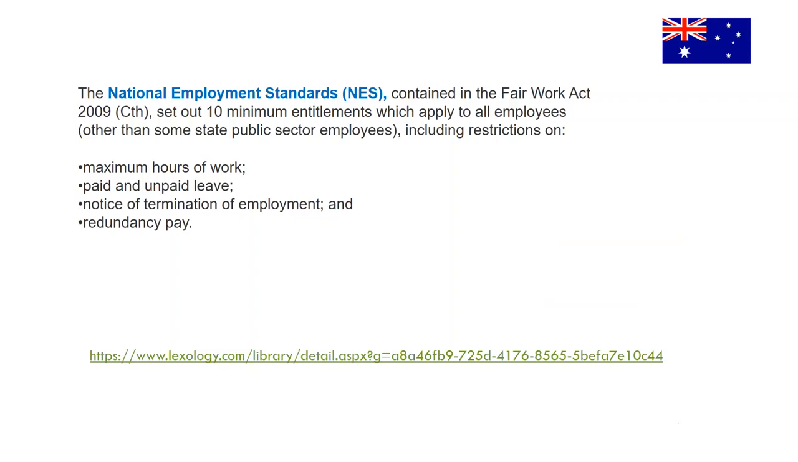The National Employment Standards are policies by the Australian government which regulate your maximum hours of work and your paid and unpaid leave. Also, whenever you are terminating an employee, what the notice period should be and what the redundancy pay is. It is applicable for some of the state public sector employees. These are rules and regulations as per the Fair Work Act, an act from 2009. Depending upon that act, there are do's and don'ts, and an organization is generally bound to follow these standards. That is the NES standard.